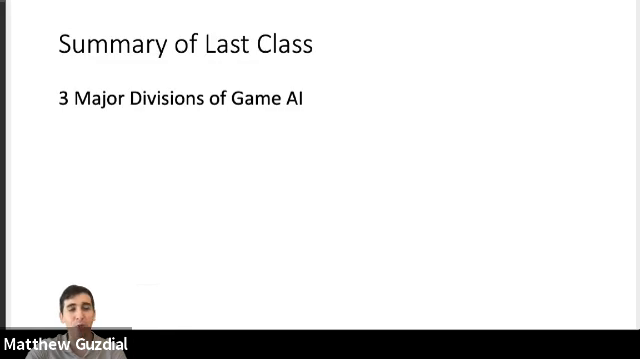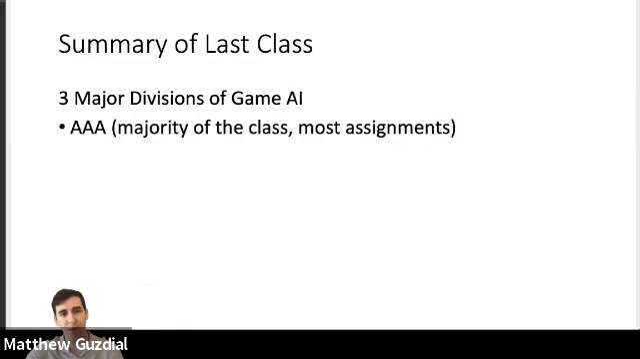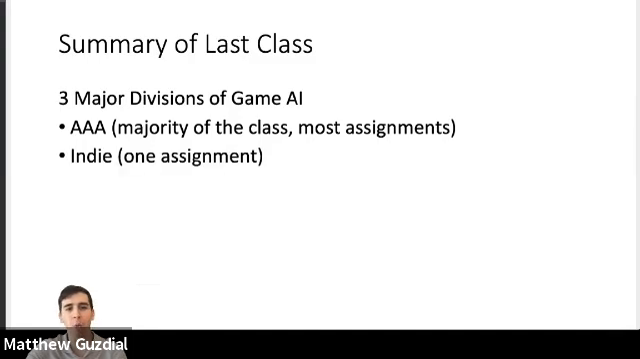So there are 3 of them. The first was AAA game AI. This would be for the majority of the class and most of the assignments. Indie, where we're going to have 1 assignment focused on indie game AI techniques, and then academic game AI, where we're not going to have any assignments, but we will end up discussing academic approaches to game AI in the class. They will show up on quizzes and things like that.